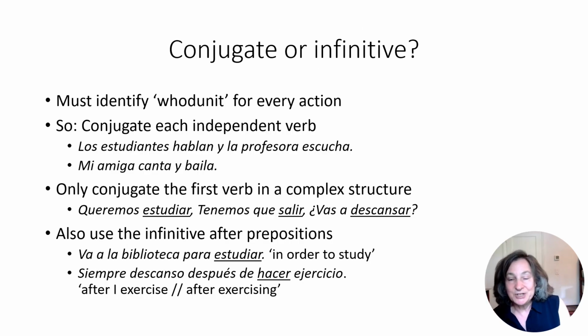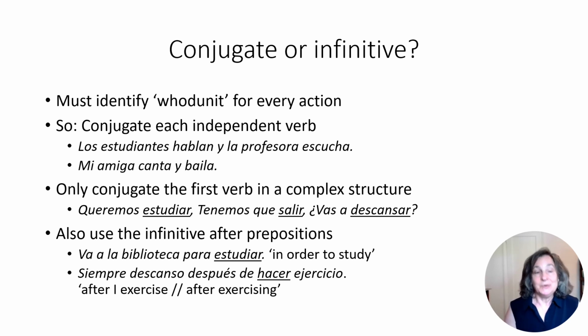For every action that you talk about, you have to say who did it. And that basically means that you need to conjugate each independent verb in a sentence. For example, los estudiantes hablan y la profesora escucha. Hablan belongs to los estudiantes and escucha belongs to la profesora. Or if you're talking about one person and you say mi amiga canta y baila, that's 2 separate actions. It's almost short for mi amiga canta y mi amiga baila.